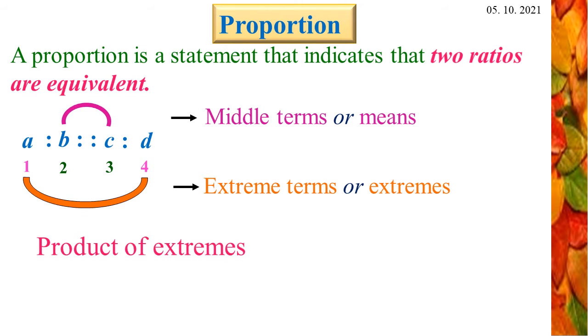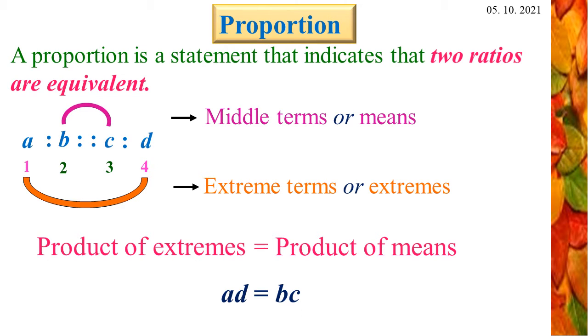So proportion formula: product of extremes equal to product of means. Product of extremes means A and D, that means AD. Product of means B and C, that means BC. Therefore, AD equal to BC. So, proportion formula: product of extremes equal to product of means.